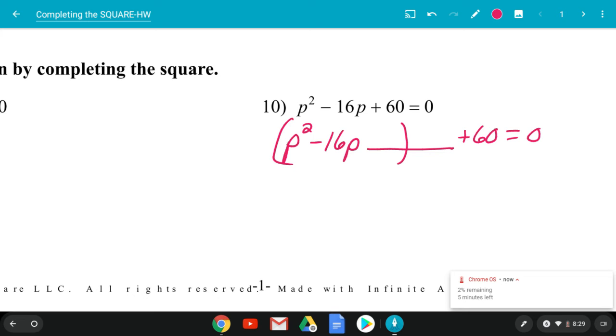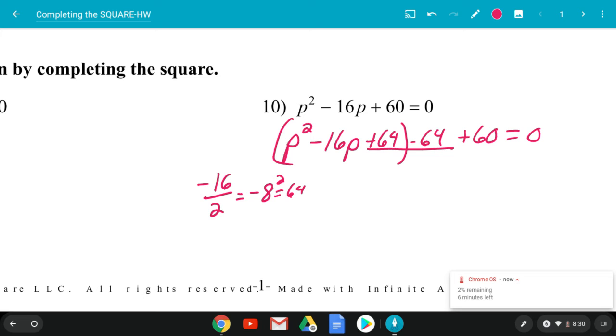Now, what do I need to add and subtract to this? Blessing? 4? No. 64. How do you get 64? Negative 16 divided by 2 is negative 8. I have to square that to get 64. So I'm going to add 64, and I'm going to subtract 64.